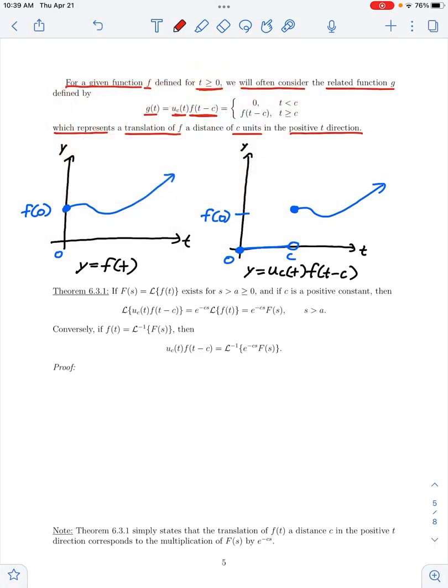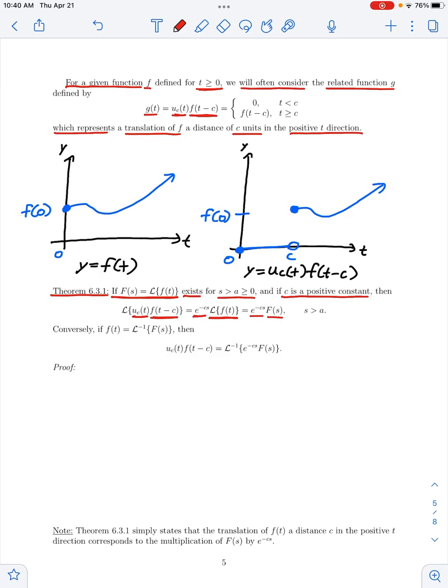So our following result, this is theorem 6.3.1 from your text, says if the Laplace transform of a function little f of t, let's call it capital F of s, exists for some values of s, and if c is a positive constant, then the Laplace transform of the unit step function times f of t minus c is equal to e to the negative cs times the Laplace transform of the function f that was being translated, c units to the right. Or we could write that as e to the negative cs times the Laplace transform of f.